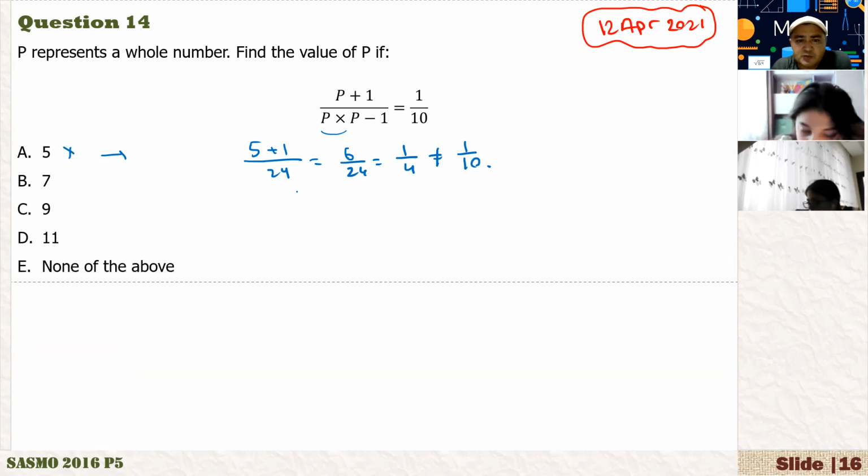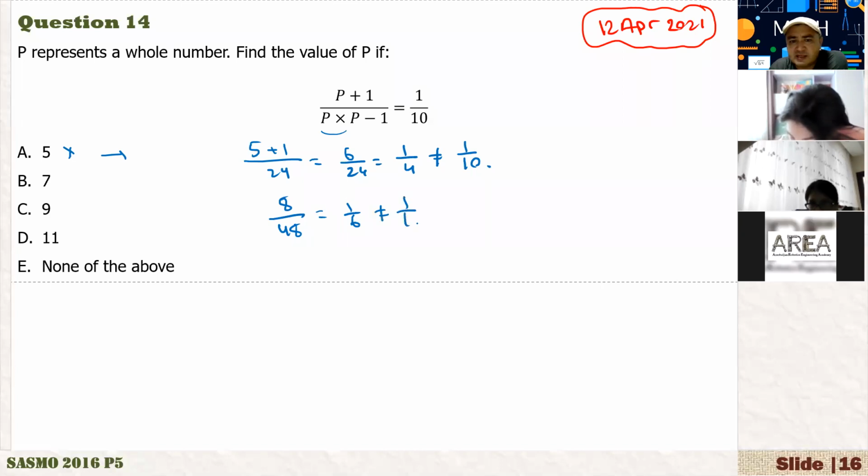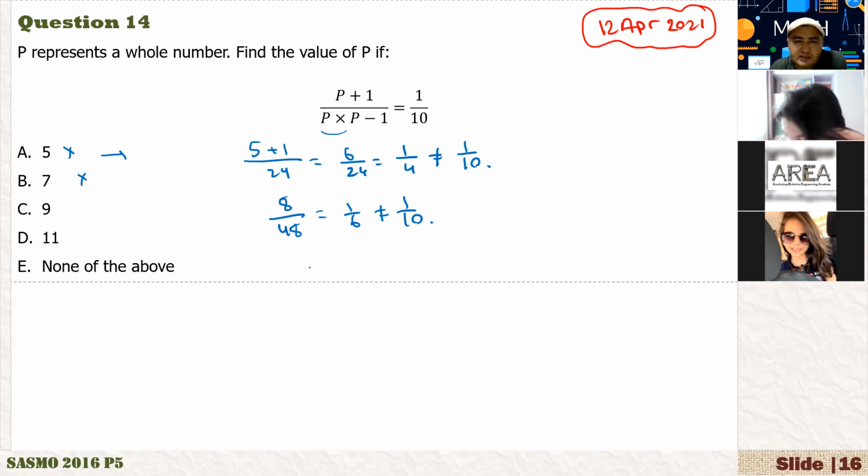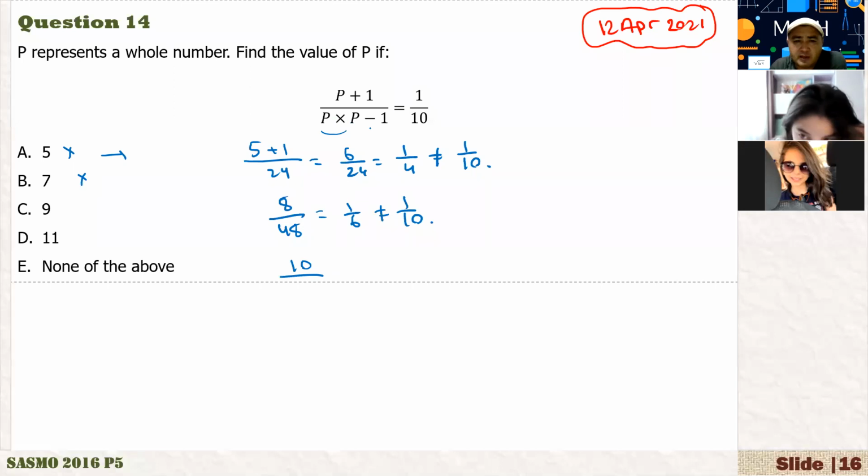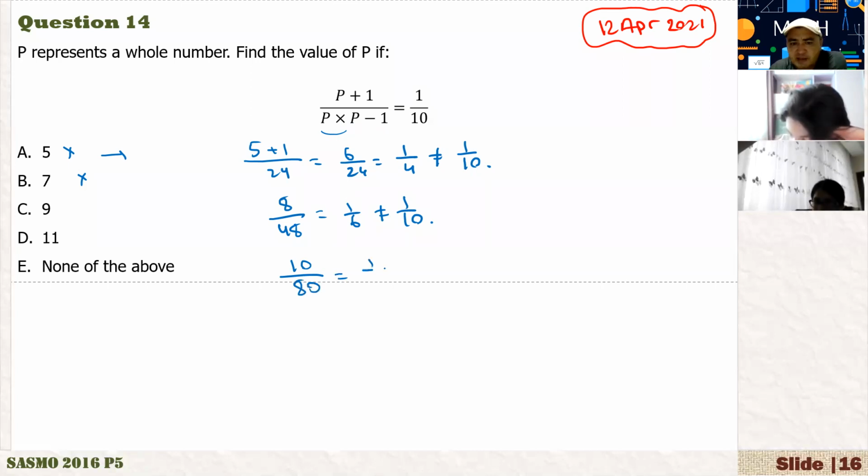If it is 7, 7 plus 1, it is 8, and over 7 times 7, 49 minus 1, it is 48, which is equal to 1 over 6. Again, 1 over 6 is not equal to 1 over 10. Also, that's not the answer. And how about if it is 9? 9 plus 1, it is 10. 9 times 9, 81. 81 minus 1, that's equal to 80. And divide numerator and denominator by 10, that is 1 over 8. Also, it doesn't work.